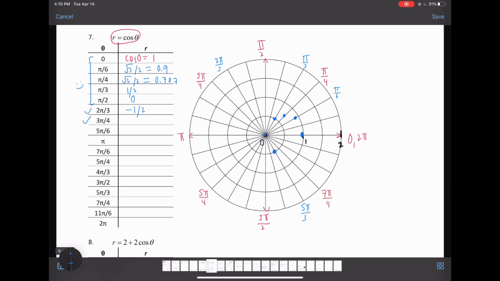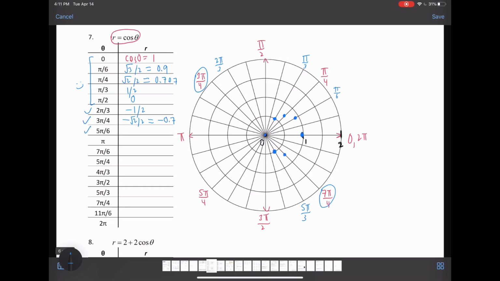How about 3 pi over 4? Cosine of 3 pi over 4 is negative square root of 2 over 2, which to the nearest tenth would be enough, negative 0.7. So 3 pi over 4 is up here. We want to flip-flop down to the line that's labeled 7 pi over 4 and come out about 0.7 of the way. Okay, curving our way back up. I see definitely some symmetry above and below the x-axis.